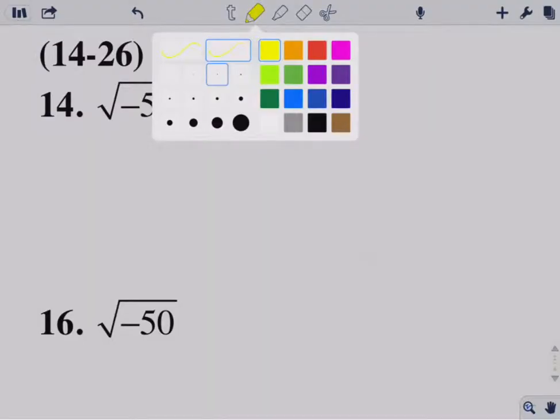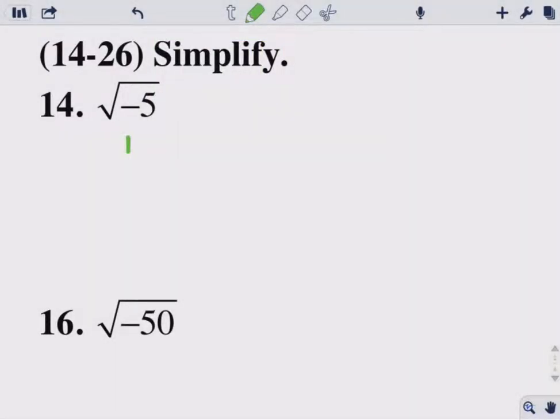Okay, this is page 2 of the review. So we're just going to simplify here. Negative underneath the square root means there's an i that comes out. I'll try to make sure I write that out better. Square root of 5. I'll put the i in front.